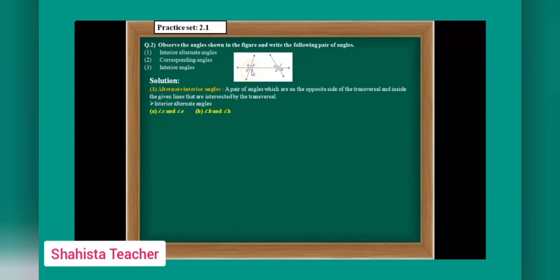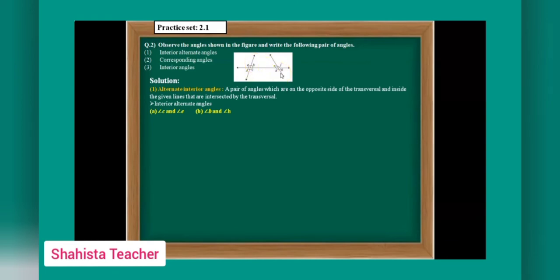For angle C we have to see the opposite alternate angle. For angle C, the opposite alternate angle is angle E. And for B, the opposite alternate angle is H. Okay. So here the opposite alternate interior angle is H. Angle B, angle H. And angle C, angle E. So here for angle C, the pair is angle E. And here for angle B, the pair is angle H.